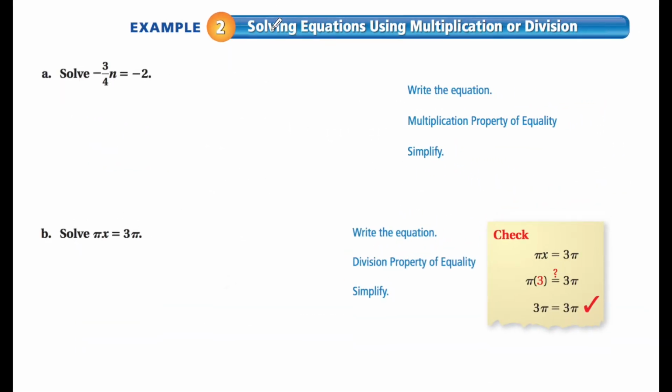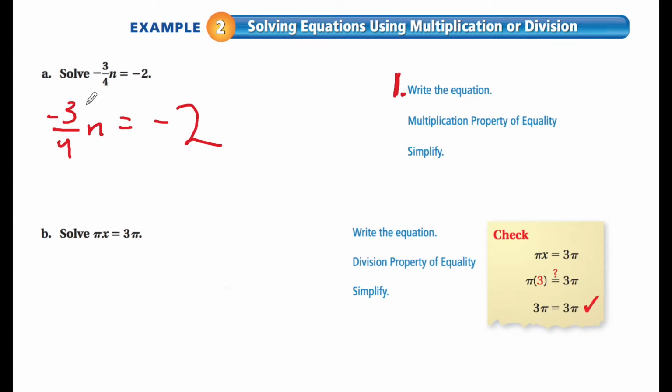Alright, example 2 is about solving equations using multiplication or division. So the first thing we're going to do is solve the equation negative 3 over 4n is equal to negative 2. Well, first thing in our steps over here, this will be number 1. First thing in our steps, number 1, is to write the equation. So let's write it. Negative 3 over 4n is equal to negative 2.